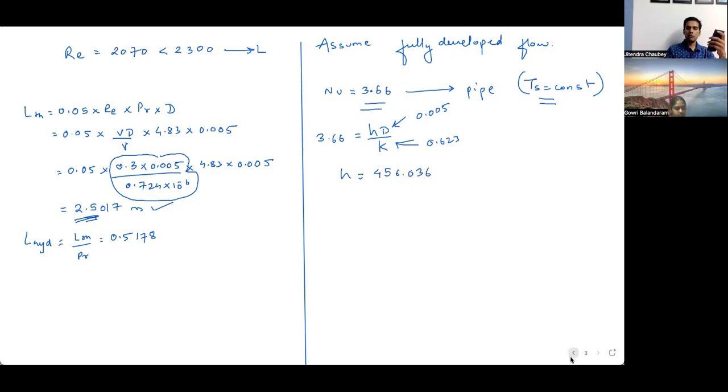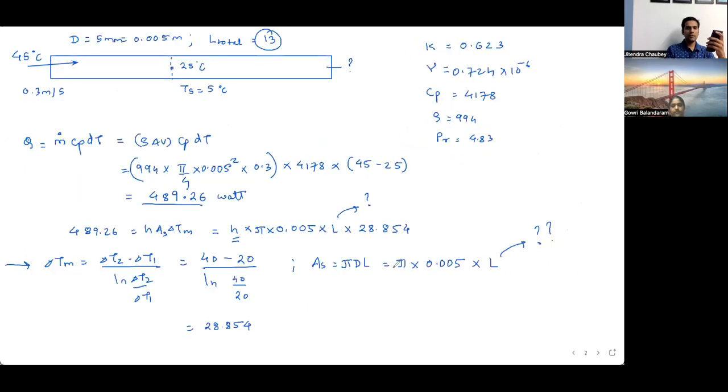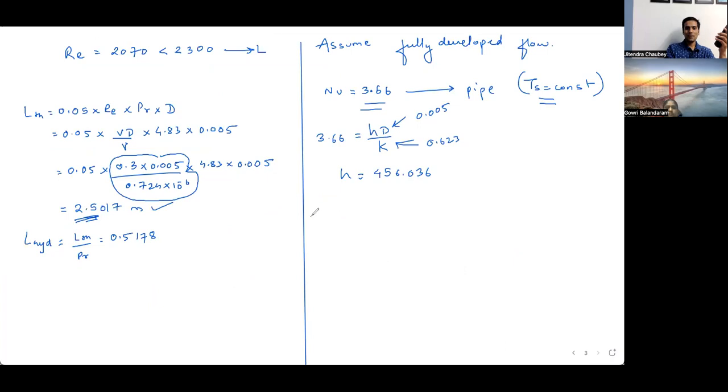Now we will use this equation and substitute the value of h, 456.036, and we will find the value of L. Let's do it together. 489.26 divided by pi times 0.005 times 456.036 times 28.854. Obtained L comes 2.367.